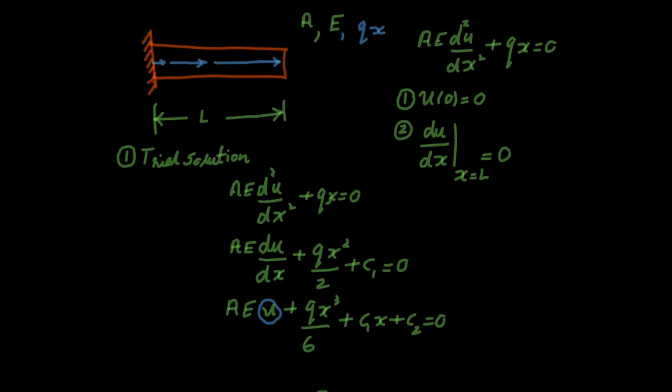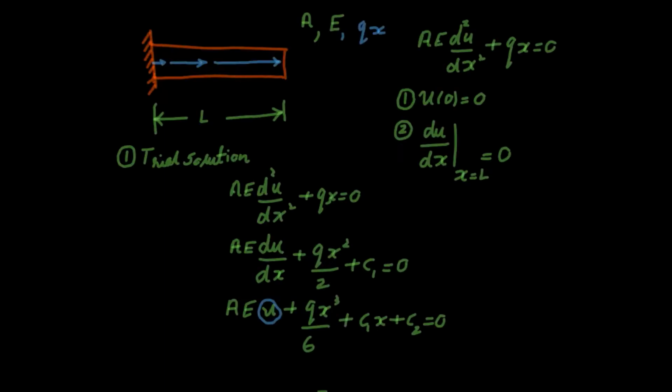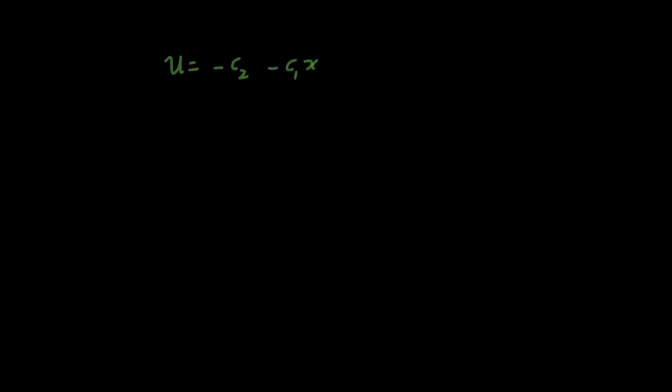So here we go. u is equal to, so take every other term to the right hand side. It is going to be minus c2 minus c1x minus qx cube over 6. Of course, we have to divide each and every term by AE.